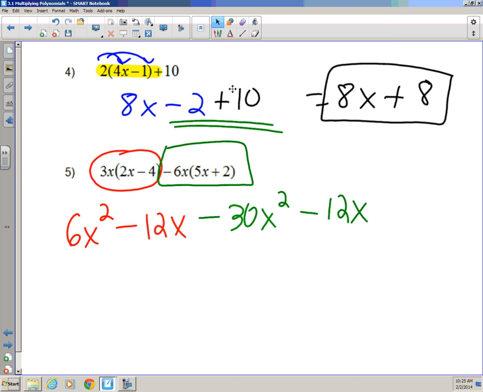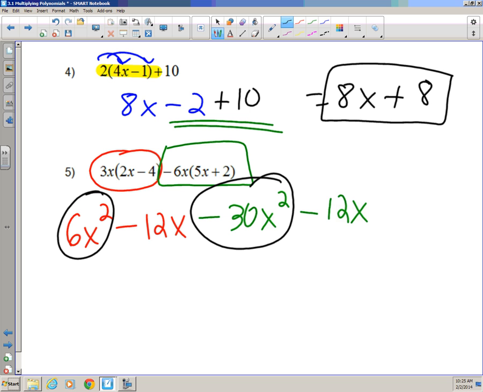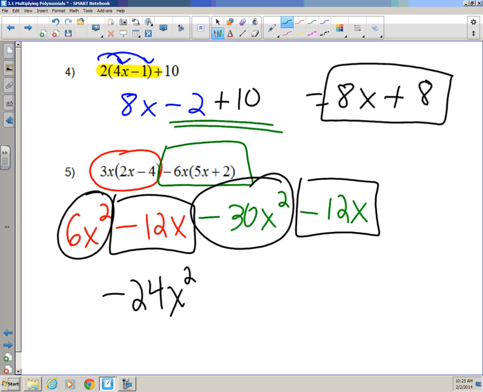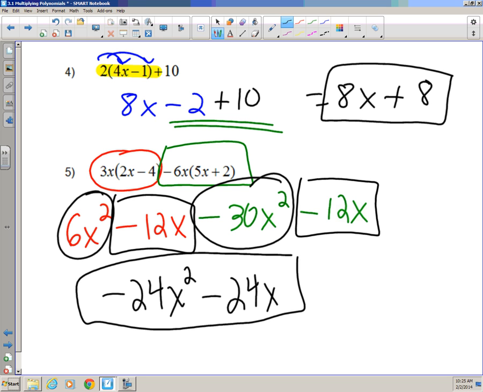So as we've multiplied through here, we do in fact have some like terms. We've got x squareds here. We've got x squareds here. Notice how I've circled that minus 30x squared. So 6x squared minus 30x squared is negative 24 of the x squareds. You also have like terms in with the x's, right? Here's a negative 12x. Here's a second negative 12x. They're not opposites. They're just the same value. So negative 12x plus another negative 12x is negative 24x. There's your final answer.